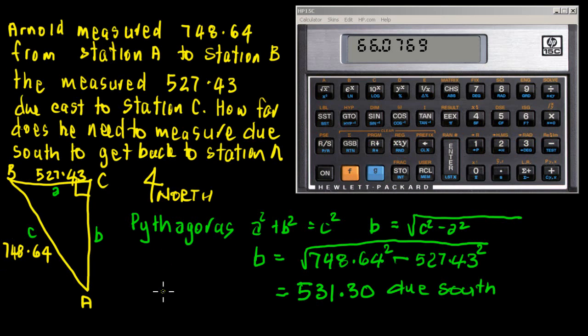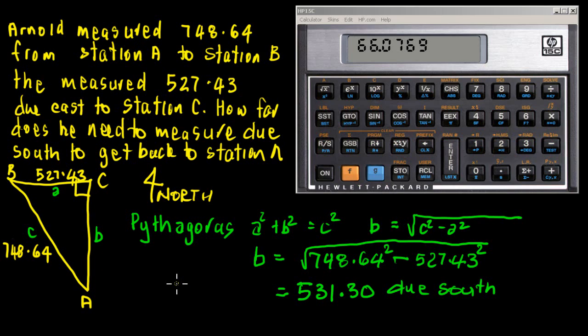Here we go again, and this is our next problem. Arnold measured 748.64 from station A to B, and then he measured 527.43 due east to station C, and we know north is up the page, a usual convention with surveys, but I've got a little arrow here showing that. How far does he need to measure due south to get back to station A? So we're mentioning directions here, so the answer should have a direction. We're dealing with sort of vectors, so just remember the answer should have a direction.